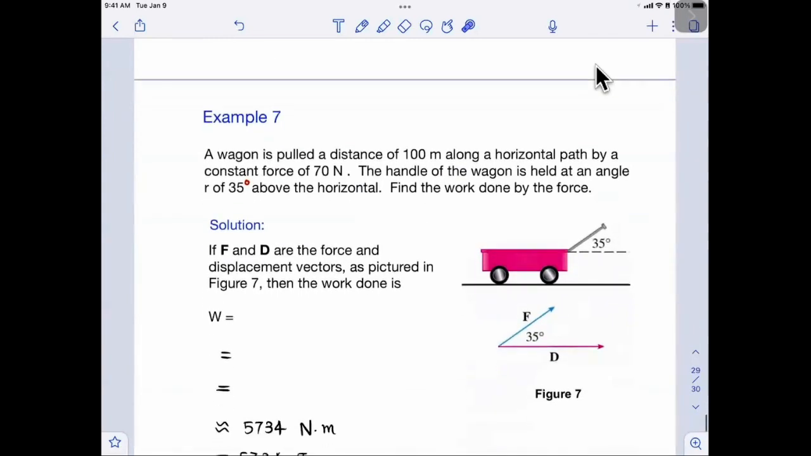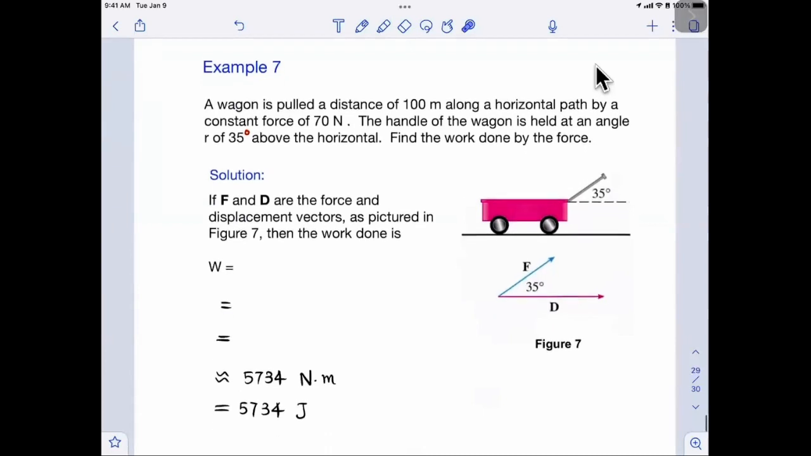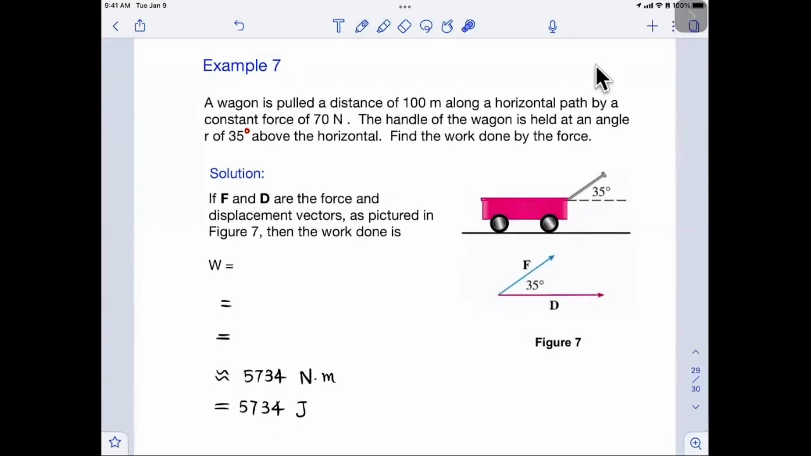Okay, this example over here. I wanted someone to read this. Can I ask Shannon to read this? The wagon is pulled a distance of 100 meters along a horizontal path by a constant force of 70 newtons. The handle of the wagon is held at an angle of 35 degrees above the horizontal. Find the work done by the force. Good job.